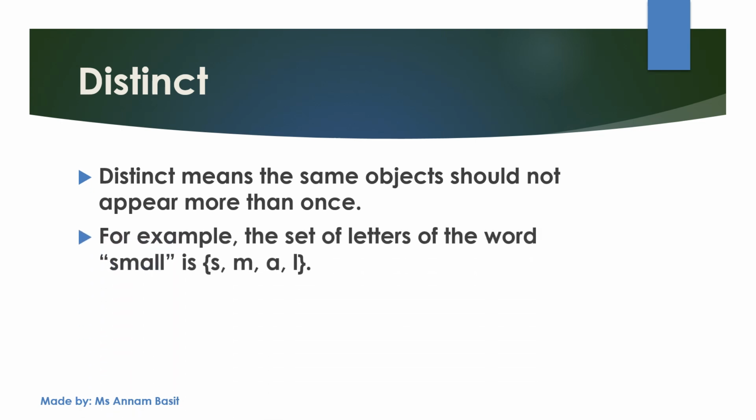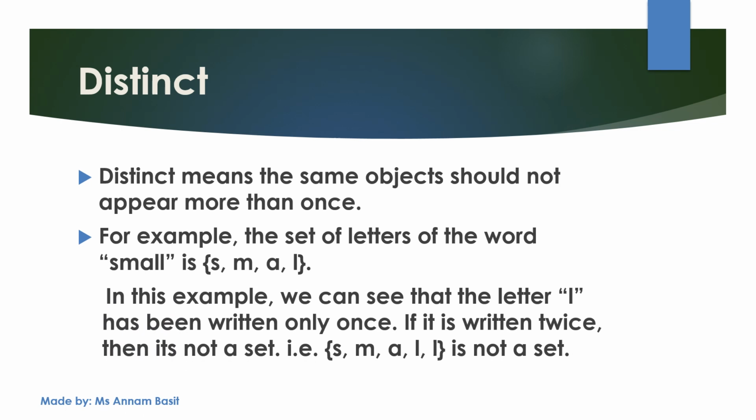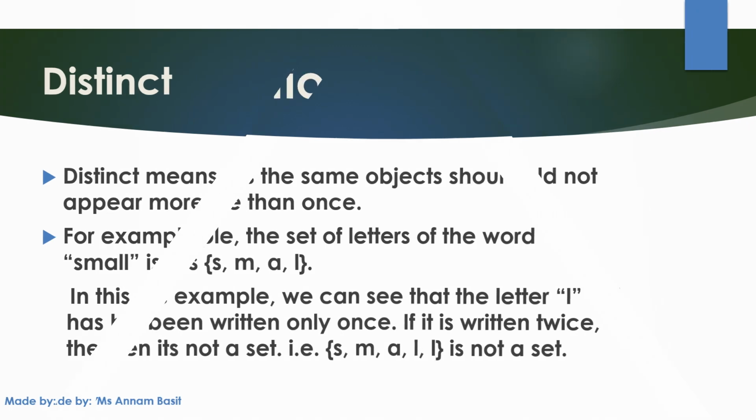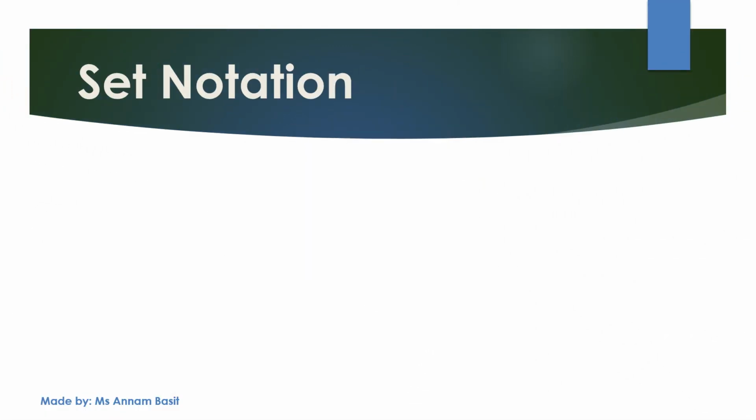For example, the set of letters of the word small is S, M, A, L. So you're not writing double L. You're not writing L two times in this set, because it's a distinct set. If you write it twice, then it won't be a distinct set because the L is getting repeated. So in a set, every item is listed only once. I hope you have got an idea what well defined or distinct means. If not, don't worry. I'll be explaining some examples later on.